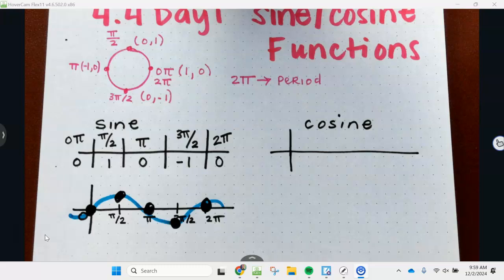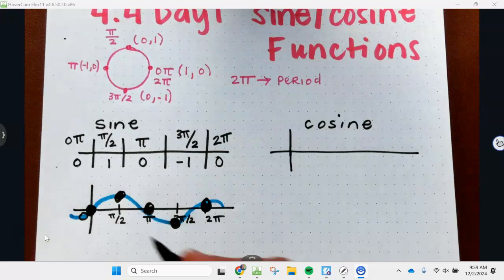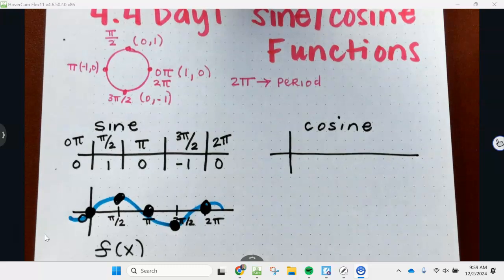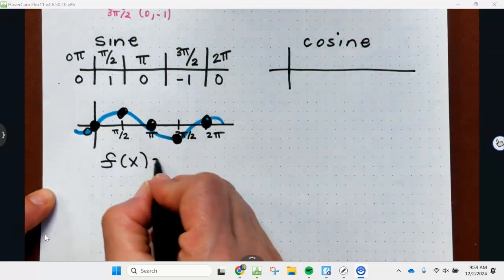So remember, there are 6 waves that we're going to look at. And it's really easy to get confused unless you know the shape of the graph. So you guys just drew the parent function. Their parent function looks like this: f of x equals sine x.